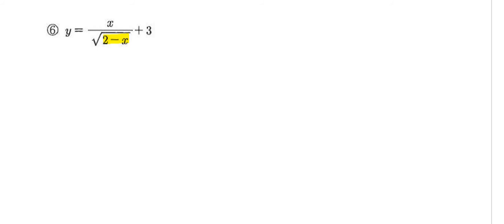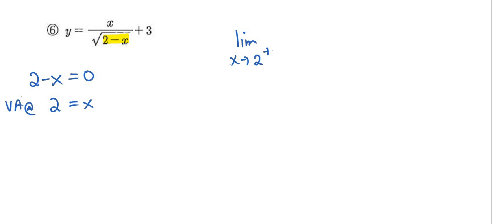Okay, so if I take the whole denominator here, actually no, I don't need the whole denominator. I just need the expression 2 minus x, and let's go ahead and set that equal to 0. If I do that, x would equal 2. So I have a vertical asymptote at x equals 2. And in order to finish this problem off, I need to take the limit as x approaches 2 from the right hand side, and the limit as x approaches 2 from the left hand side.